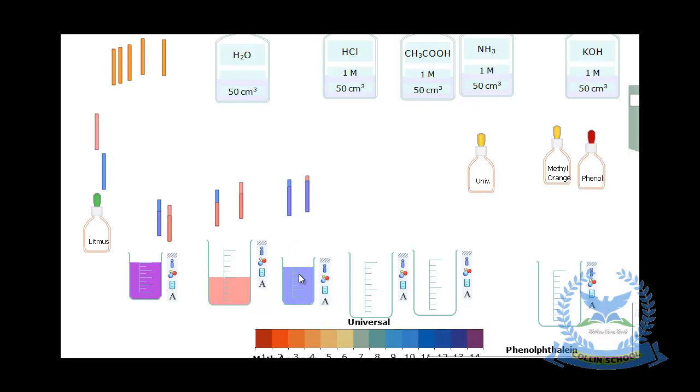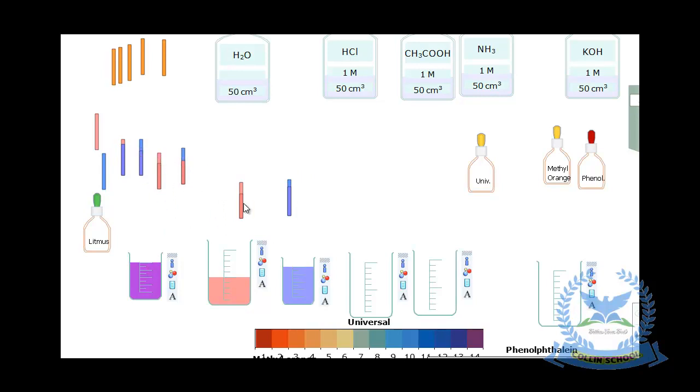That's good. So what have we learned about the litmuses? The litmus papers, the blue and red, are blue in a base. In an acid, the blue and red litmus papers are red. In neutral, the blue litmus paper remains blue and the red litmus paper remains red. Okay, let's move them.